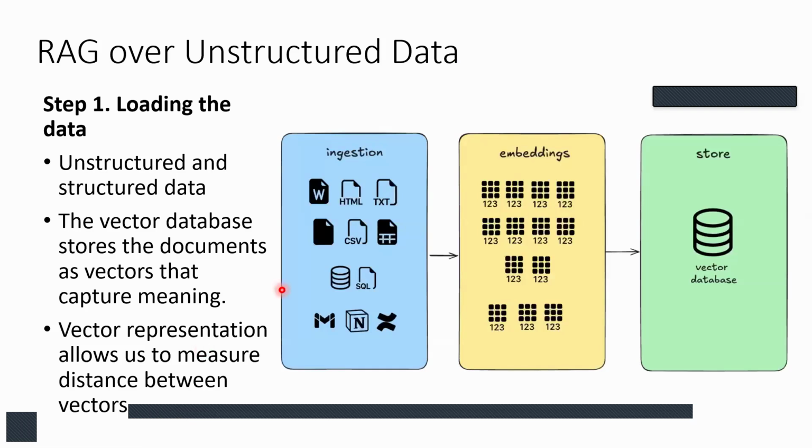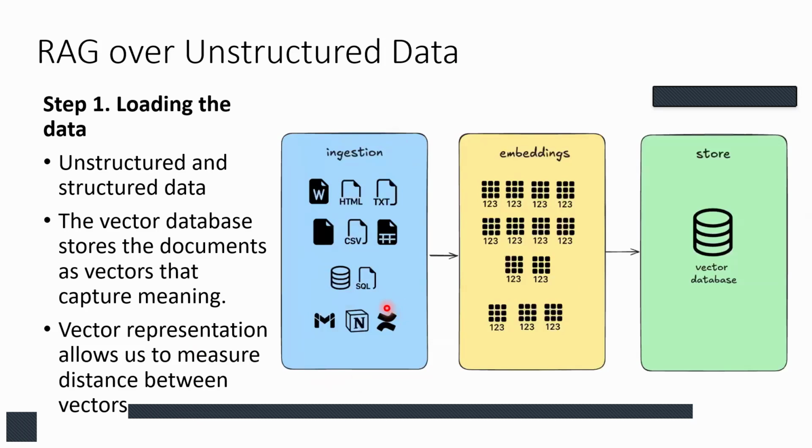The documents can be in Word, HTML, or text format. CSV files are semi-structured. SQL databases are structured. And then there are sources like Gmail, Notion, Confluence. So your source of information can be anything. It can be structured, semi-structured, or unstructured.